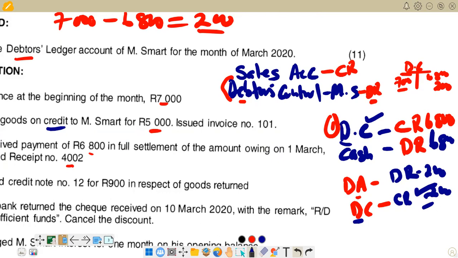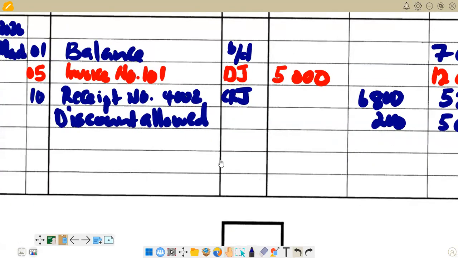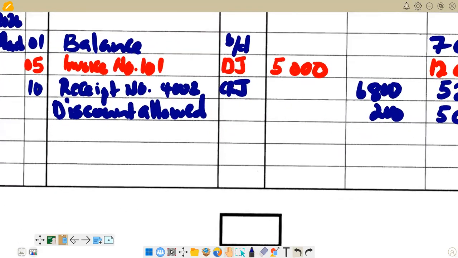So we go back there. Now, this one is credit again. So we're saying 5,200 minus 200. We are subtracting here. So 5,200 minus 200 to get our 5,000. So we have got 5,000. Here's our balance. So this is what we have. So we go to the next transaction to see what we have.